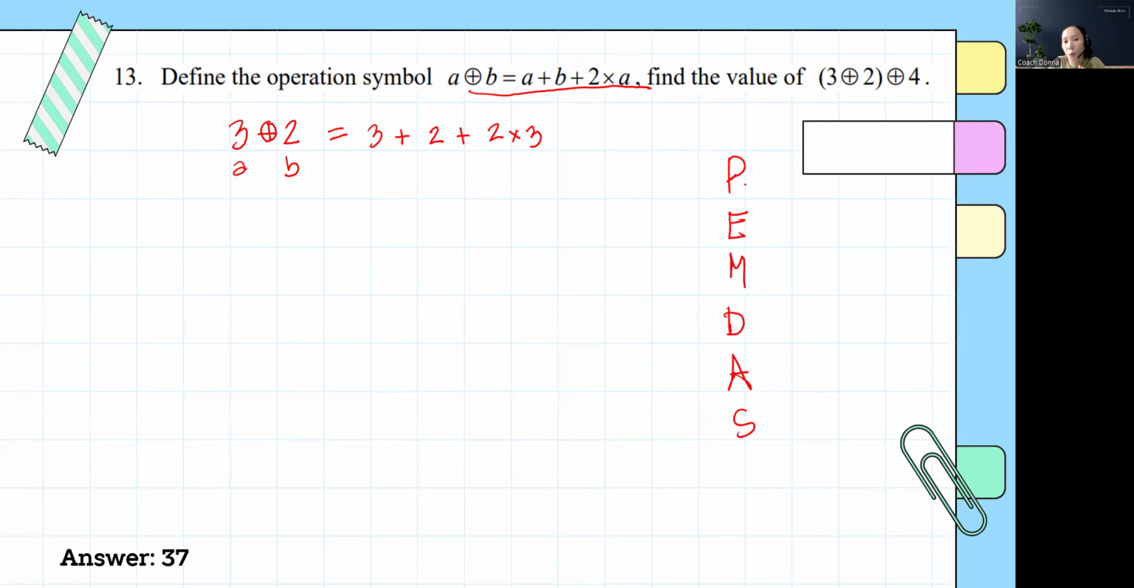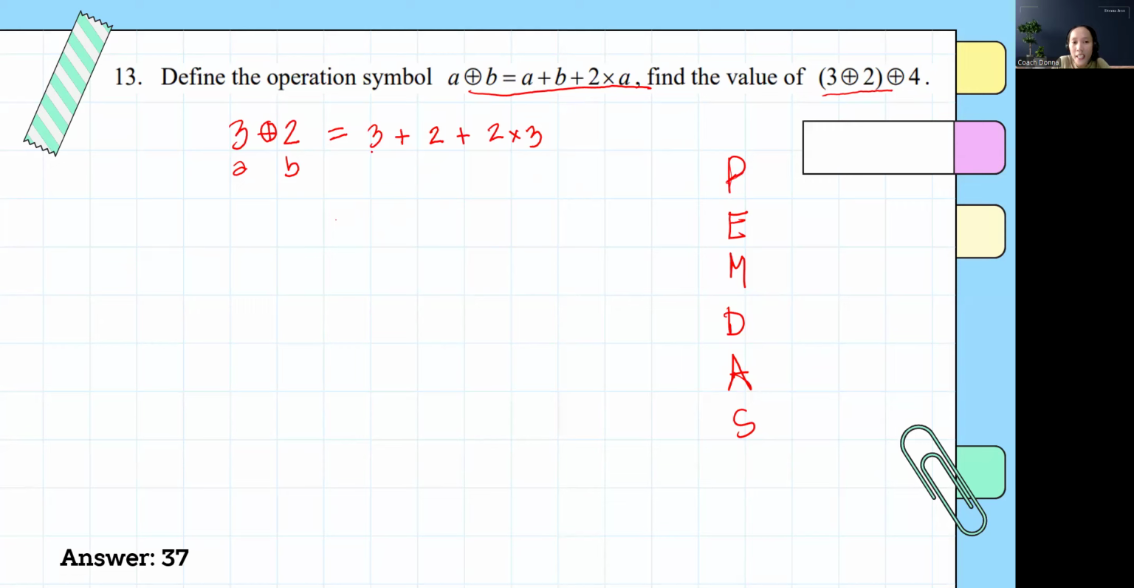So P stands for parentheses. These are parentheses. E is exponent, M multiplication, D division, A addition, S subtraction. You're very familiar with the MDAS part, but some of you haven't been introduced yet to the parentheses. E is exponent, which is not yet commonly discussed in your grade level. So let's just proceed with P, parentheses. Parentheses is the 3 symbol too.